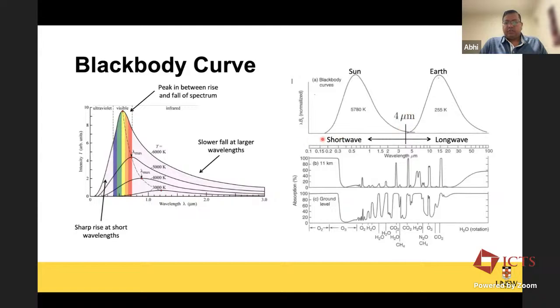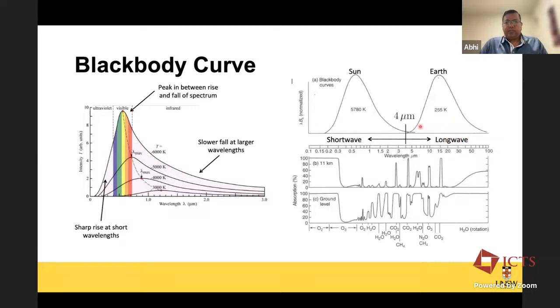For example, if we look at the Sun and Earth as perfect black bodies, the emitting temperature of the Sun is 5780 Kelvin. For Earth, it's around 255 Kelvin. And then there's this separator at around 4 micrometers. Anything less than 4 micrometers would be in the shortwave spectrum, and anything above 4 micron would be in the longwave spectrum.